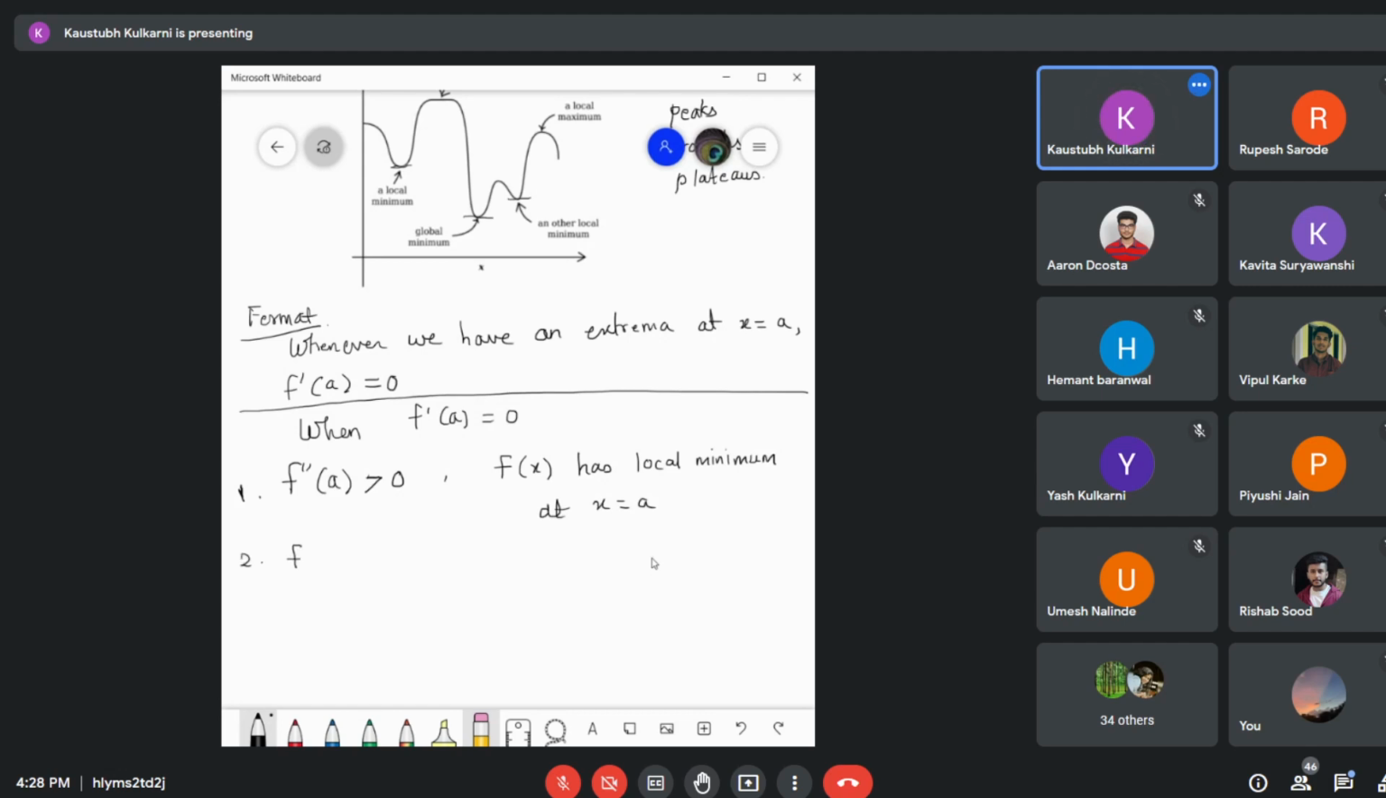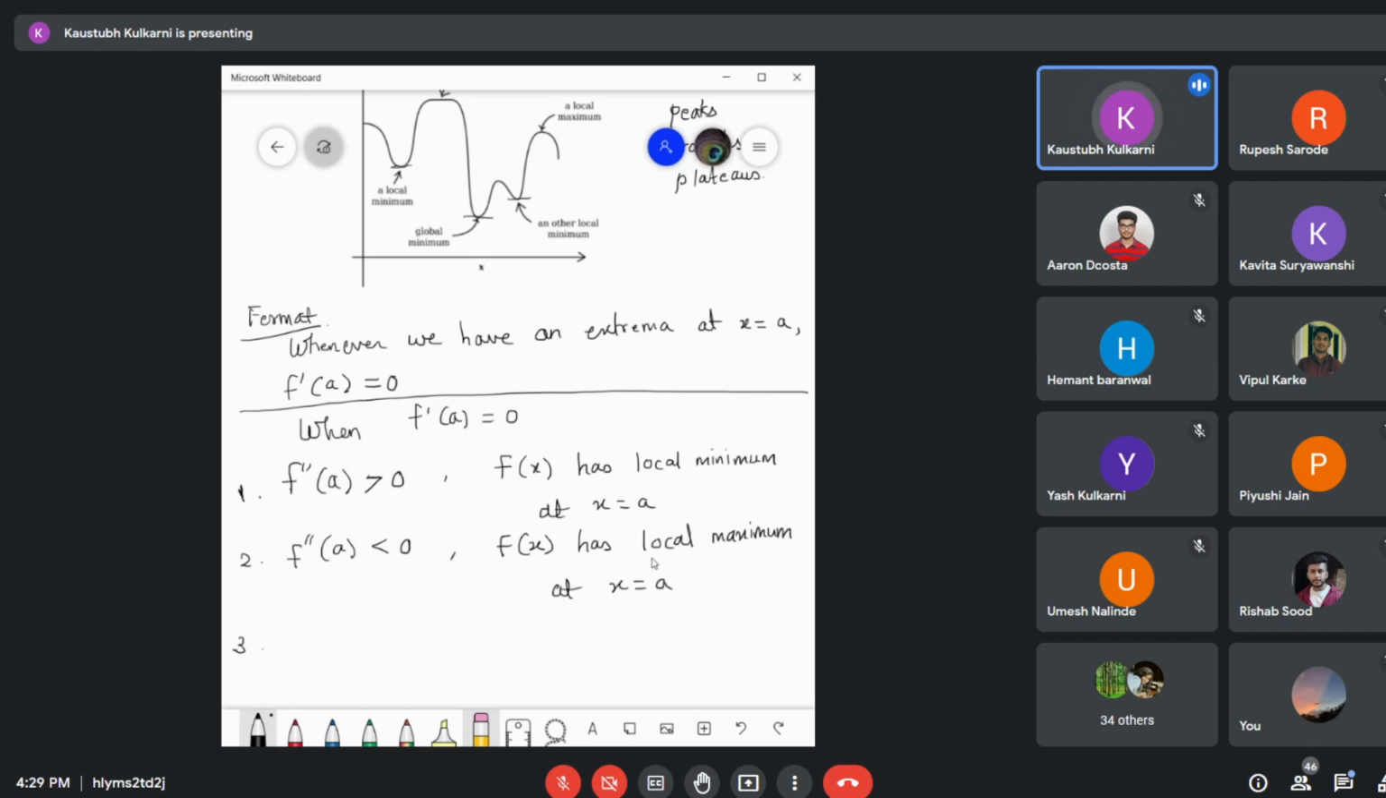Secondly, when f dash of a is equal to 0 and f double dash of a is less than 0, it means f(x) has a local maximum at x equal to a.